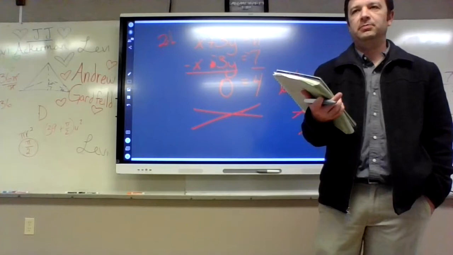Number 25. Describe the relationship of two lines that have different slopes but the same y-intercept. Perpendicular? No. So let's say they both cross at 2. Maybe this one's going like that, different slope, and this one's going like this. They still intersect, and they have to intersect at the y-axis. So just write that: they intersect on the y-axis.